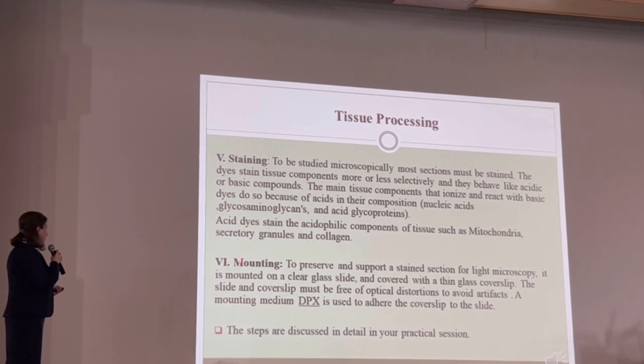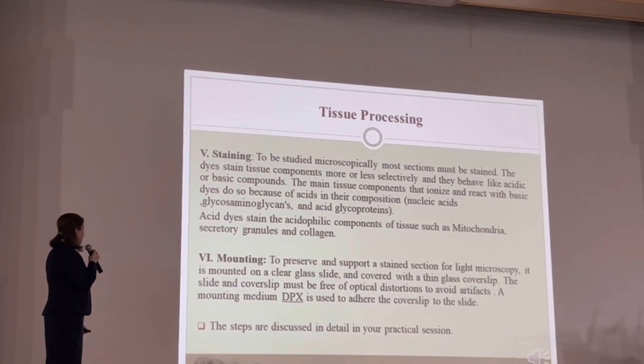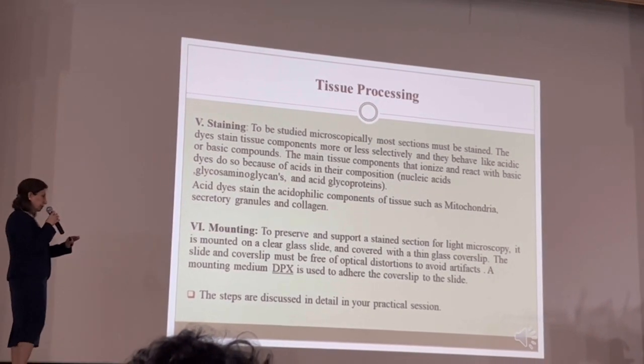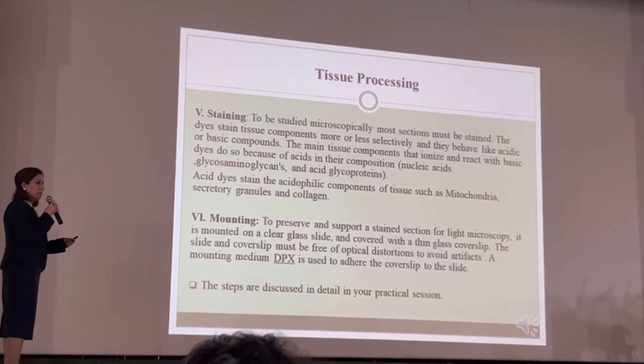Regarding the last step, it is the mounting. To preserve and support a stained section for the light microscope, it is mounted on a clear glass slide, as I told you, and covered with a thin glass cover slip.